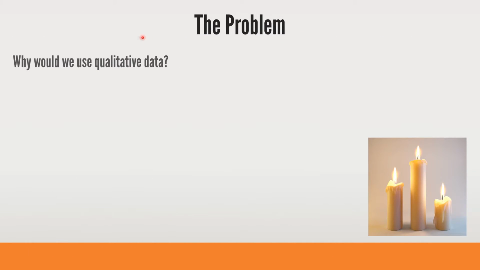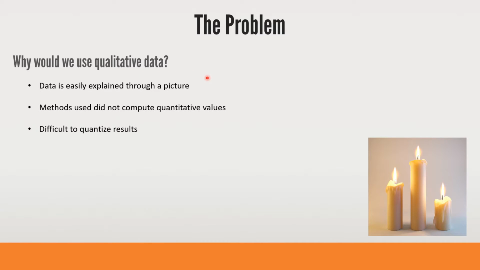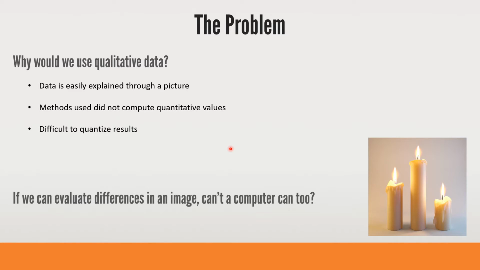Now there are some times that we're going to use qualitative data, right? Sometimes maybe it's just easier to show a picture. If it's not a very important thing and you just need to convey the idea, just show a picture and that'll get the take-home message through. Sometimes maybe a method they used did not compute quantitative values. Maybe you don't have access to the data for what you're looking at, and maybe it's just difficult to quantize those results. So this begs a question.